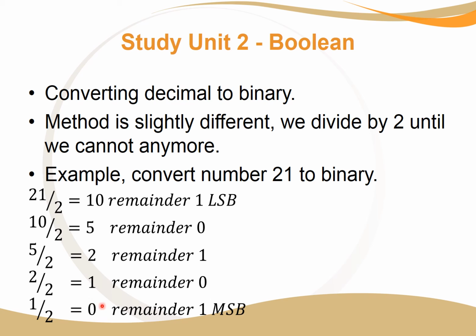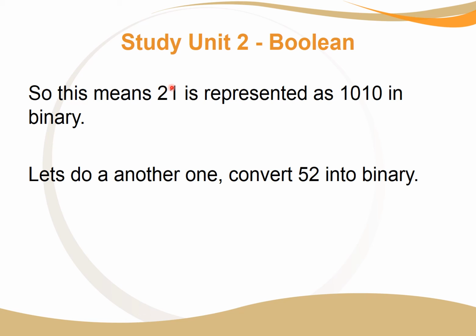We have to go until we are left with a 0 here. So we divide until we're left with 0. And this last bit here is our most significant bit. So the first division results in our least significant bit, and the last division results in our most significant bit. So this means 21 is represented as 10101 in binary.